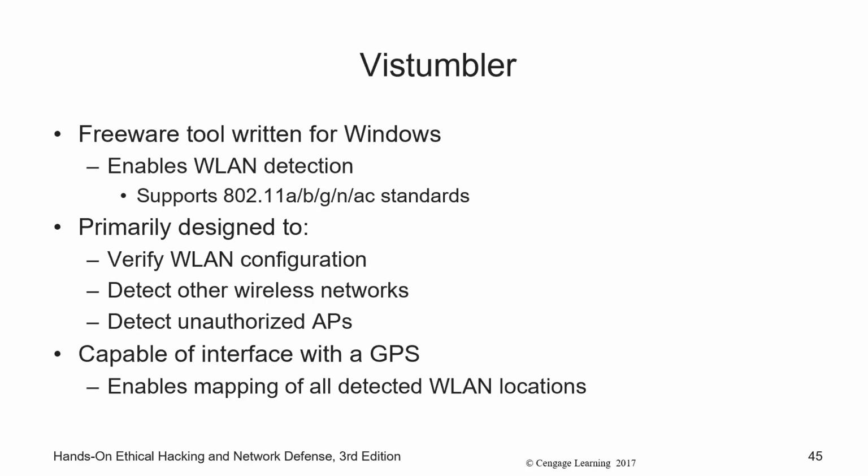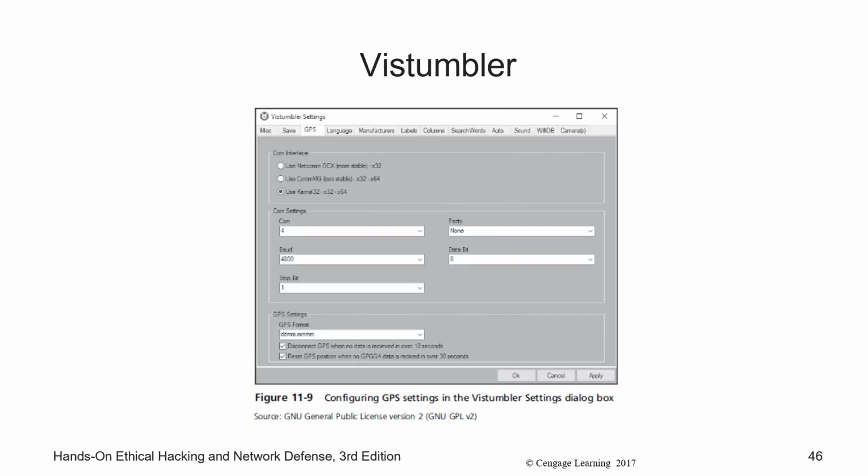Vistumbler, written for Windows, is designed to verify WLAN configurations and find other wireless networks. This is key here: find unauthorized access points. And you can hook it up to a GPS so you can map the various wireless locations. So here's an example of configuring the GPS settings in Vistumbler in the settings dialog.